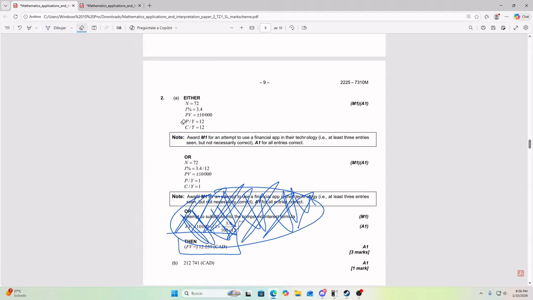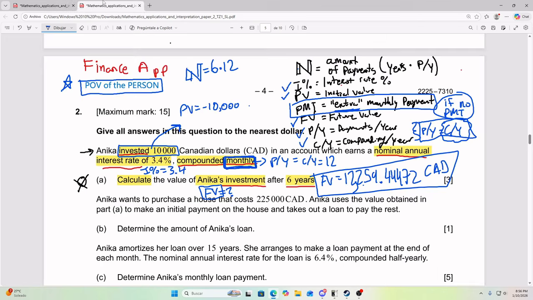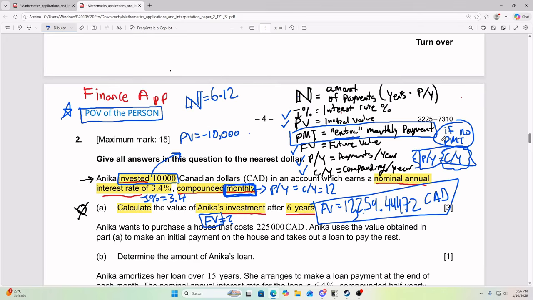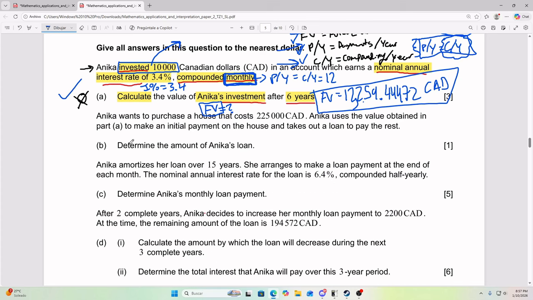And talking about mastering the finance app, there will be more than one way to solve this. The way that I suggest you approach these exercises is with this stuff I wrote up here, where the first step is to identify if you have no PMT. So no PMT, you say that PY equals CY. If there is a PMT, remember that PY is for payments per year, while CY is for compounding per year. For me, this is the hard part, and also establishing what big N is. As long as you memorize that it's years times PY, you should be good to go. Enough talking for part A, let's move on to part B.